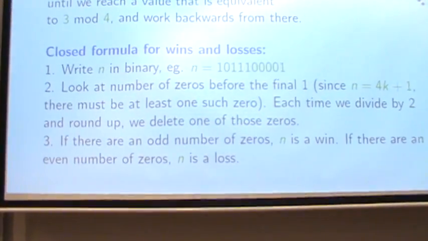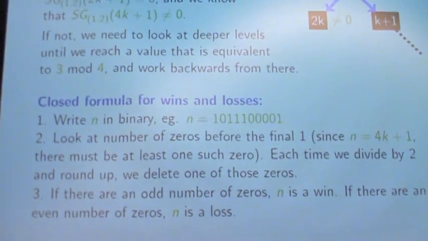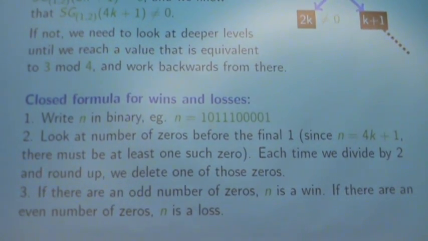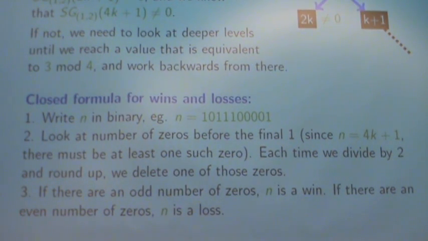And so we're going to take our number that's 4k plus 1, and we're going to write it down in binary. Because it equals 4k plus 1, we know the last two digits are going to be 0, 1. So there's going to be some block of zeros, of length at least 1, that occurs before the final 1. And every time we divide by 2 and round up, we're essentially deleting one of those zeros. Our number gets smaller because we're dividing by 2, and what's happening to the binary representation is one of the zeros is going away. So the length of that block of zeros is exactly how many levels down we're going to have to look in the tree. Eventually, once we get rid of all of our zeros, we'll get to a number that ends 1, 1.